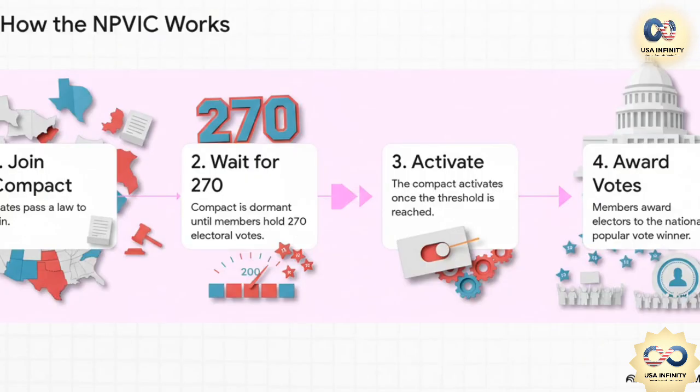So how would this actually work? It's a pretty simple four-step process. First, a state's legislature passes a law to join the compact. Then everybody just waits until enough states have joined to clear that 270 electoral vote hurdle. Once that happens, the compact activates, and in the very next presidential election, every single state in the compact gives its electoral votes to the national popular vote winner, which would guarantee that person becomes president.